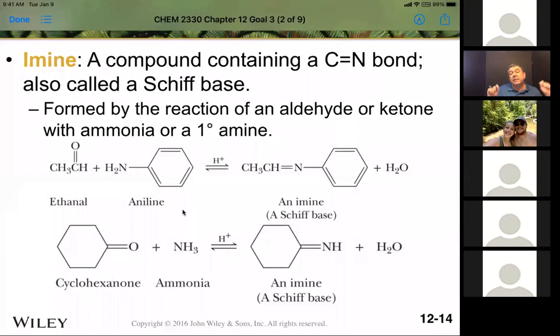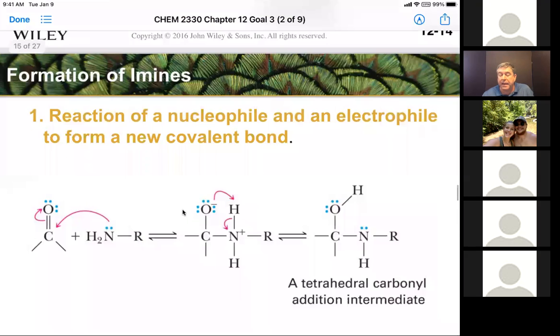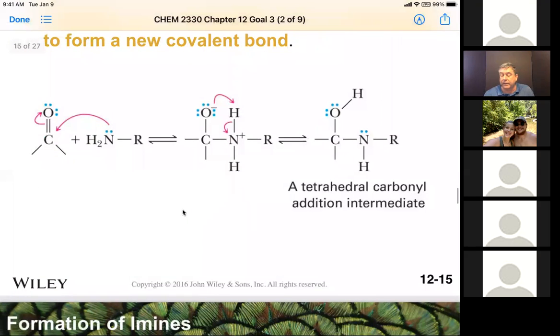Now, this is synthetically important because it's very hard to get a secondary amine using SN2 reactions because it continues to be a nucleophile after it reacts. In this case here, once we form this species here, we can then react it and stop at that secondary amine.